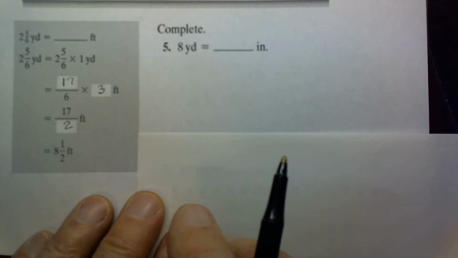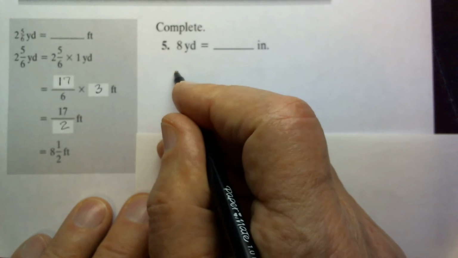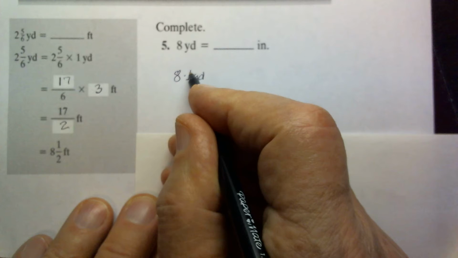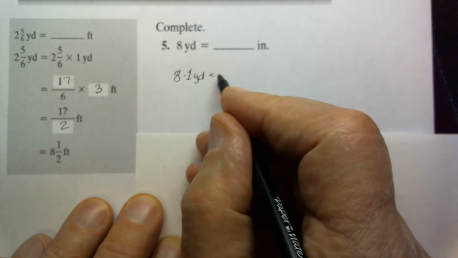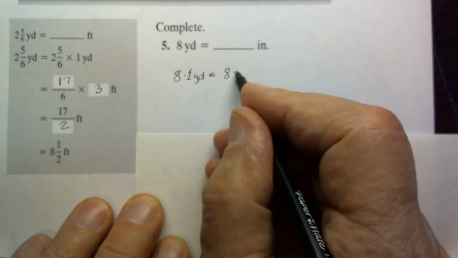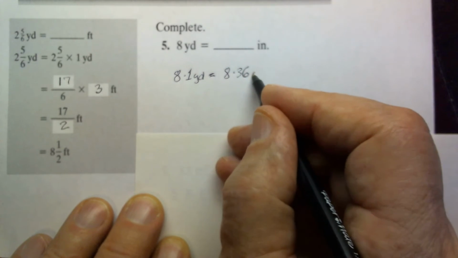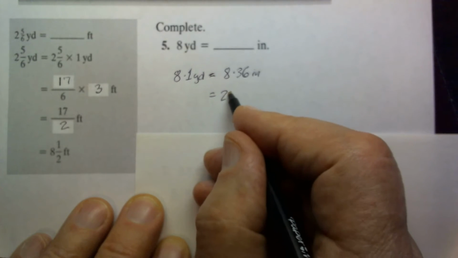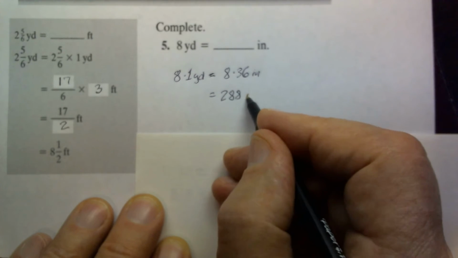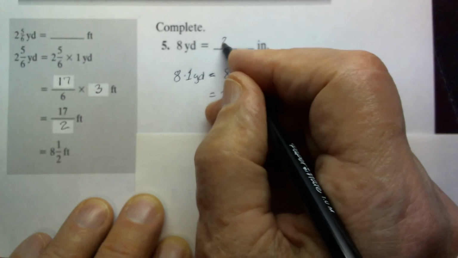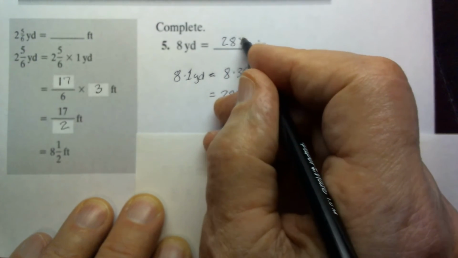Similarly, we're converting 8 yards into inches. 8 times 1 yard, and since 1 yard is 36 inches, it's 8 times 36 inches. And 8 times 36 is 288. So in other words, 8 yards is 288 inches.